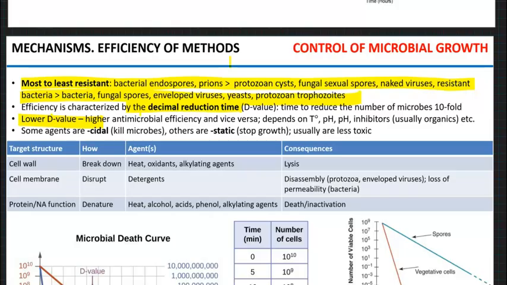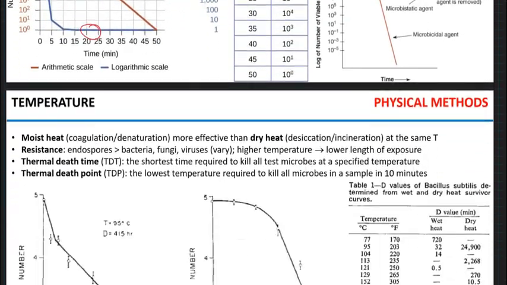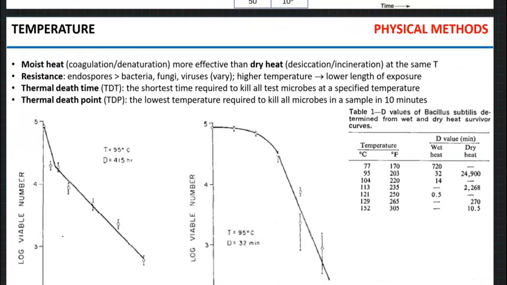Okay? Now, methods that we apply can be cidal and can be static. Cidal means that they kill. Static means that they just stop microorganisms from growing. And the first group of methods are the temperature-based. First rule: moist heat is more effective than dry heat at the same temperature.